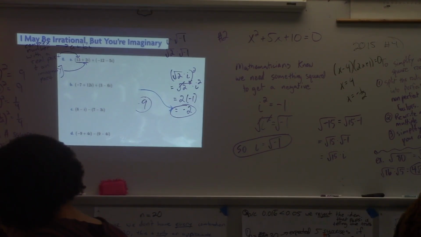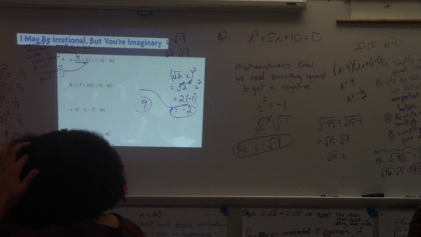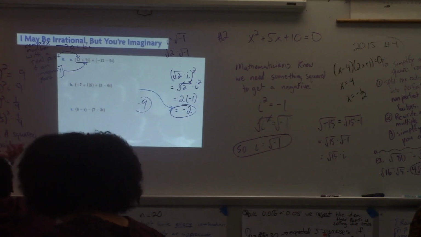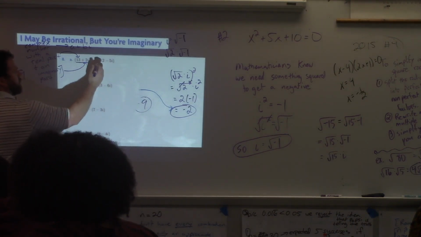Alright, number 8A right here. So what do we think we would get when we add those two numbers together? Negative 12. Okay, 13 plus negative 12 would be what? Where did y'all get negative 12 from?